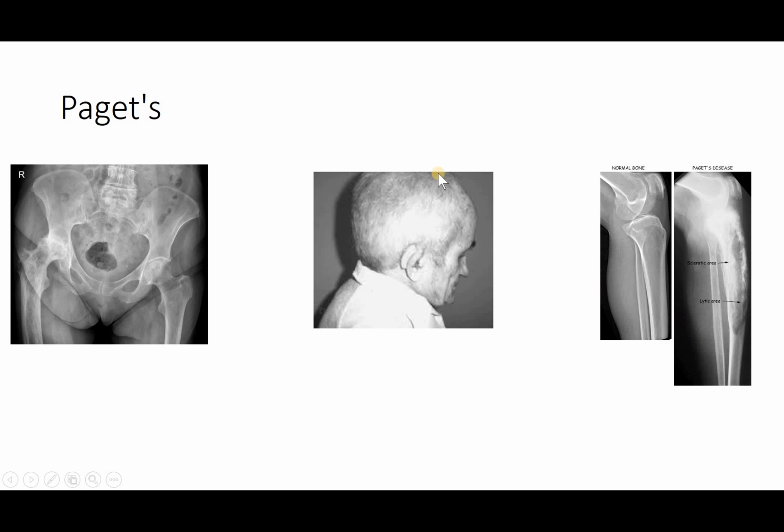Here in the middle, the skull is enlarged because of abnormal calcium deposits, giving the person a big-looking head. And then over here on your reading right, you're seeing a normal bone.